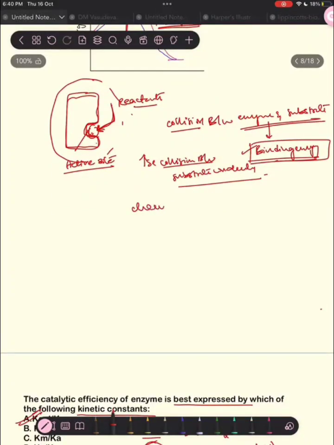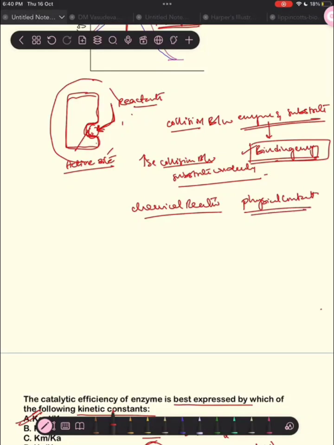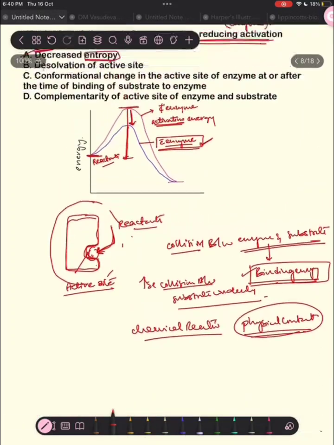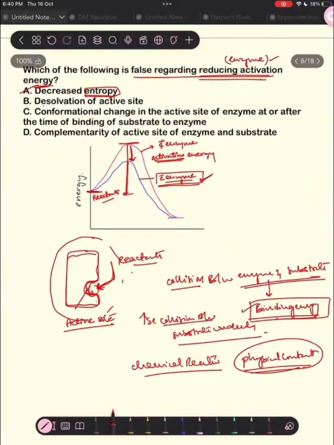So what happens when there is an increase in collision between substrate molecules? For any chemical reaction to occur, definitely there must be physical contact between the substrate molecules. This physical contact is going to be increased in the presence of the enzymes. So in the presence of enzymes in a reaction, the number of collisions between the two substrate molecules increases, so that there is a decrease in entropy. So that option is correct. They are asking for a false option, so it is not the answer.